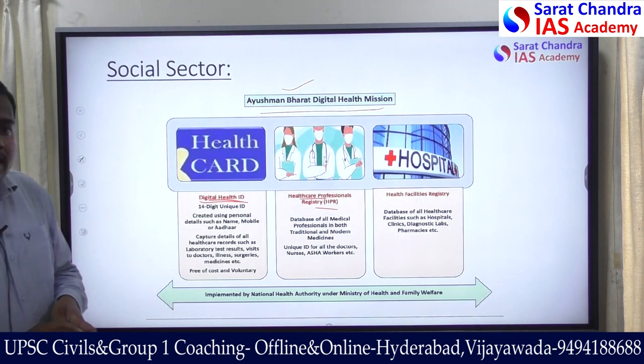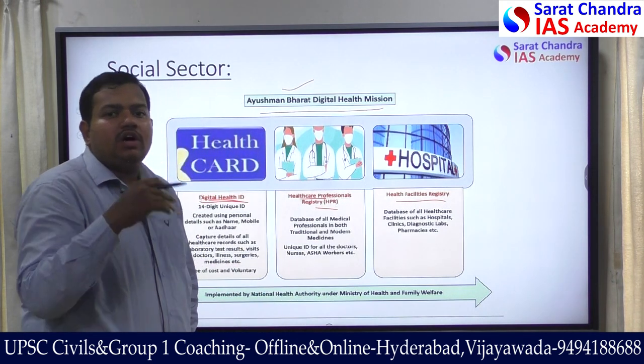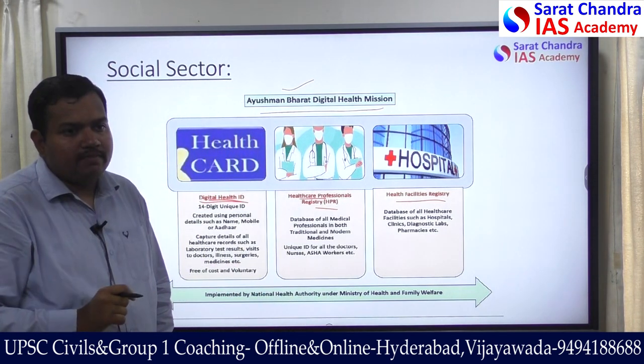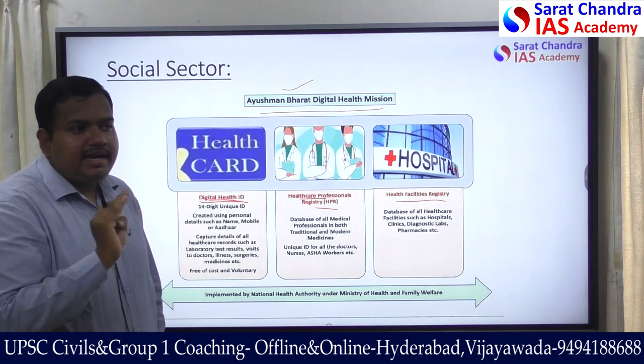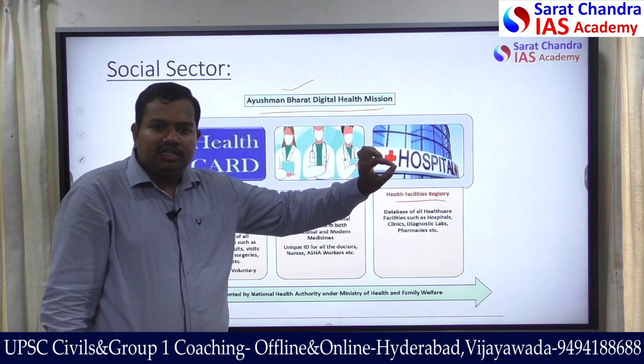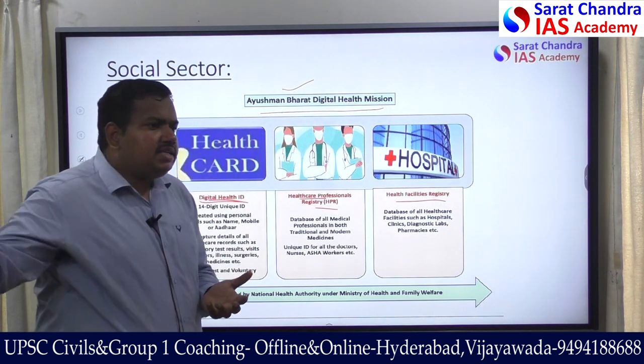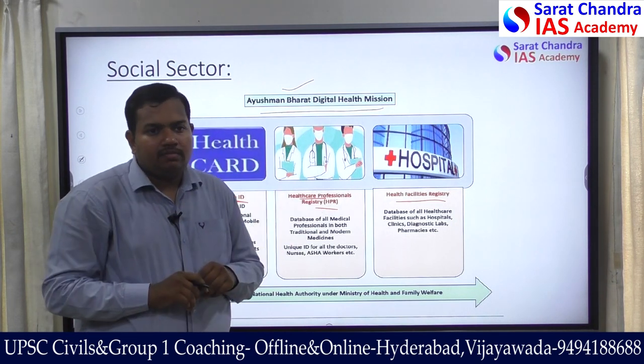Not only for the doctors, even for the healthcare facilities. That means for hospitals also one ID will be provided. For patients, ID. For doctors, one ID. Similarly, for hospitals also one registry and one ID will be provided. Now we are going to track each and every aspect of health in a digital manner.